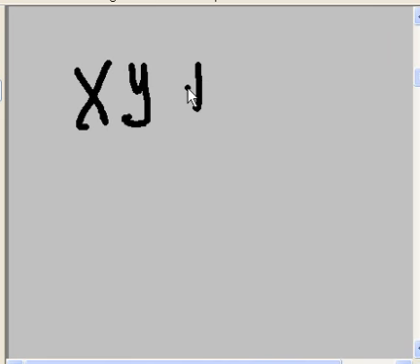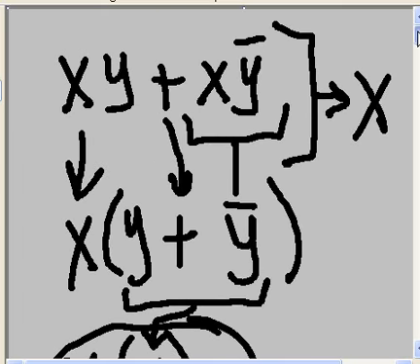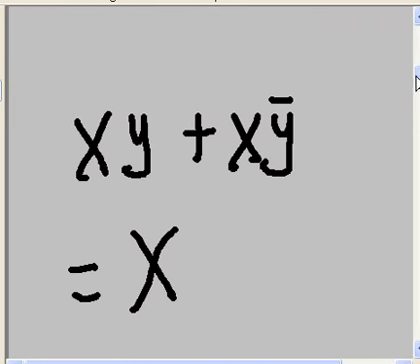Wow. So, x and y, or x and y naught, equals x. Is that what we did? Yes, that's exactly what we did. Wow, that was fun.